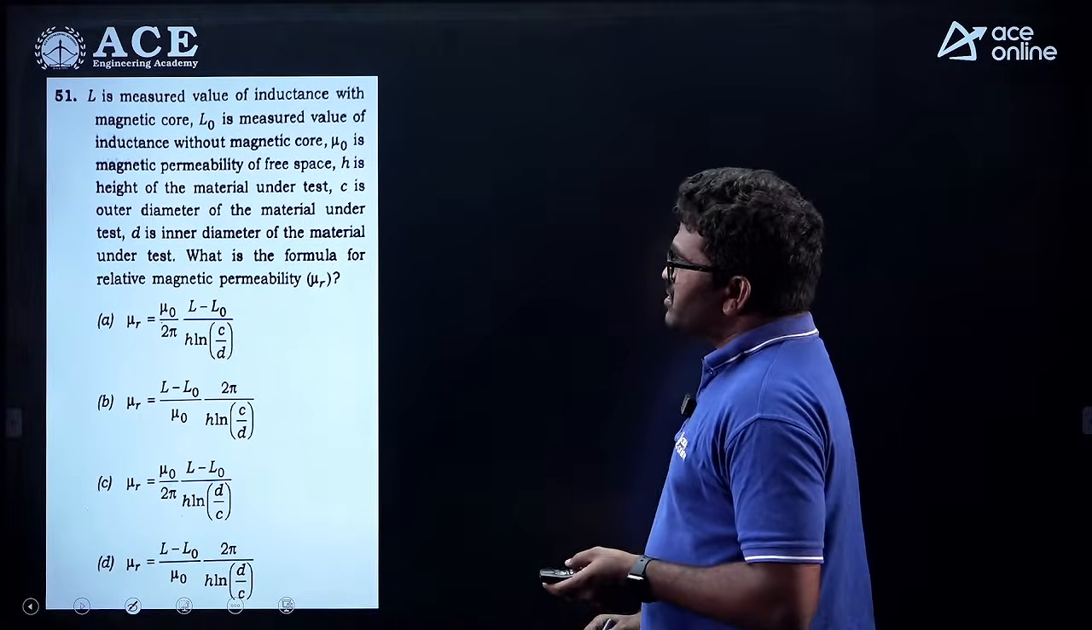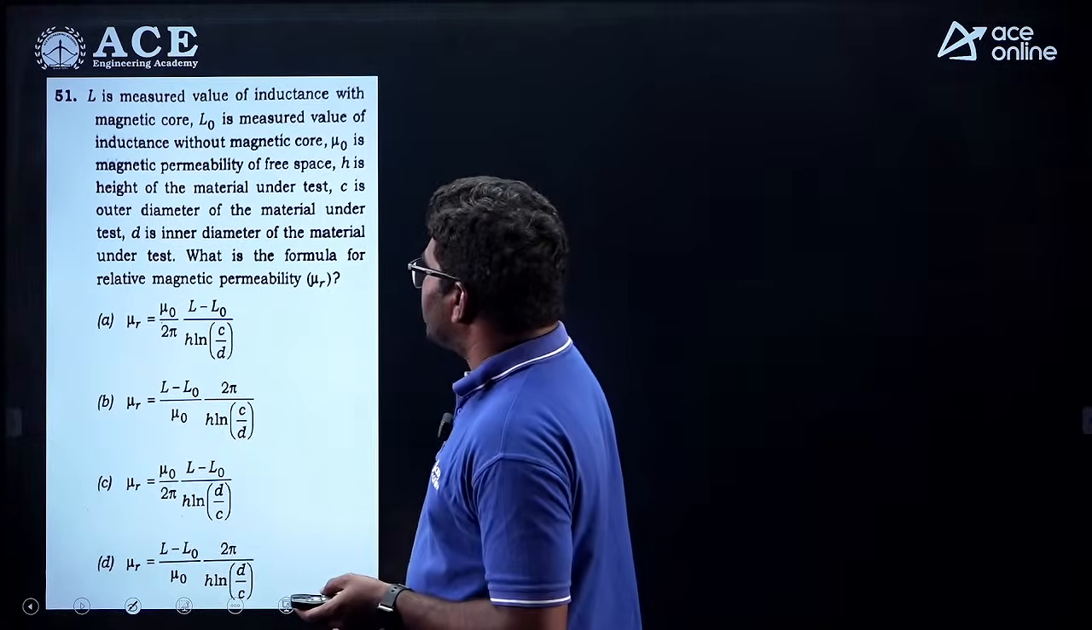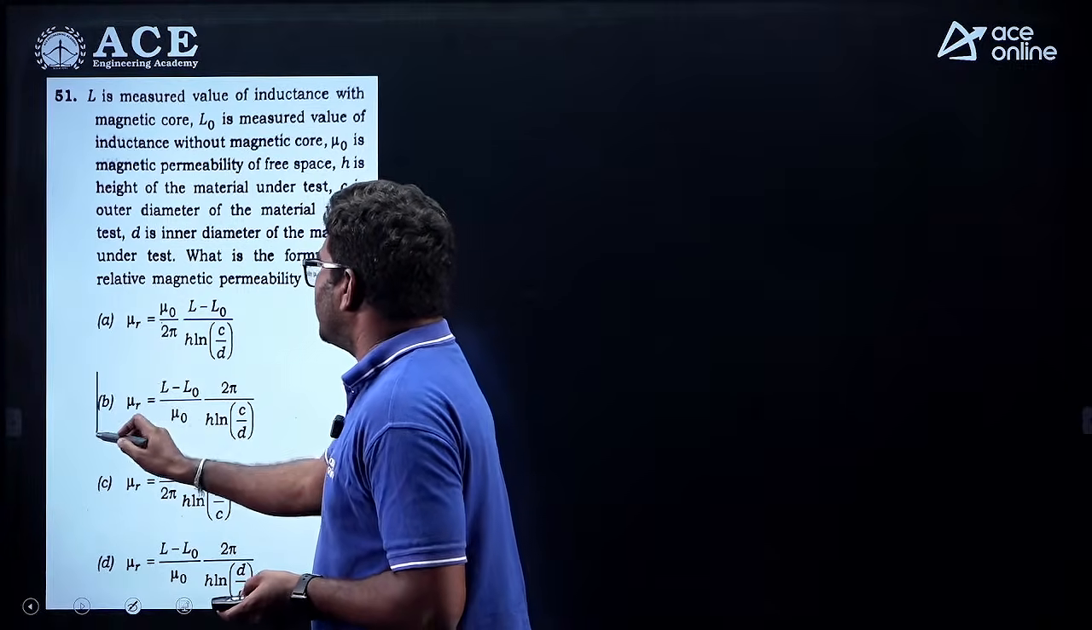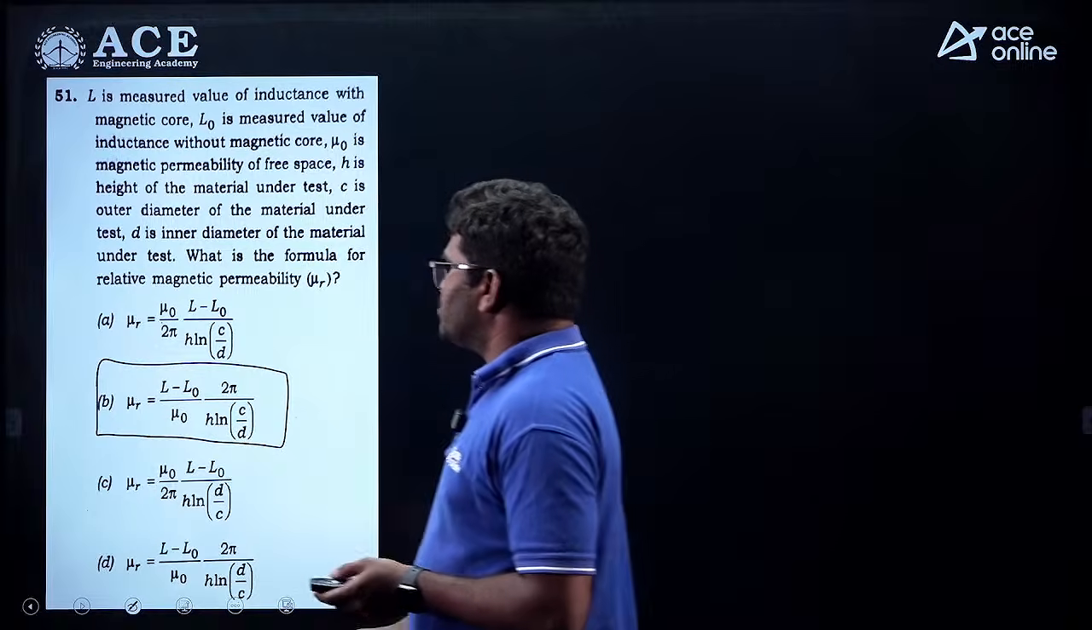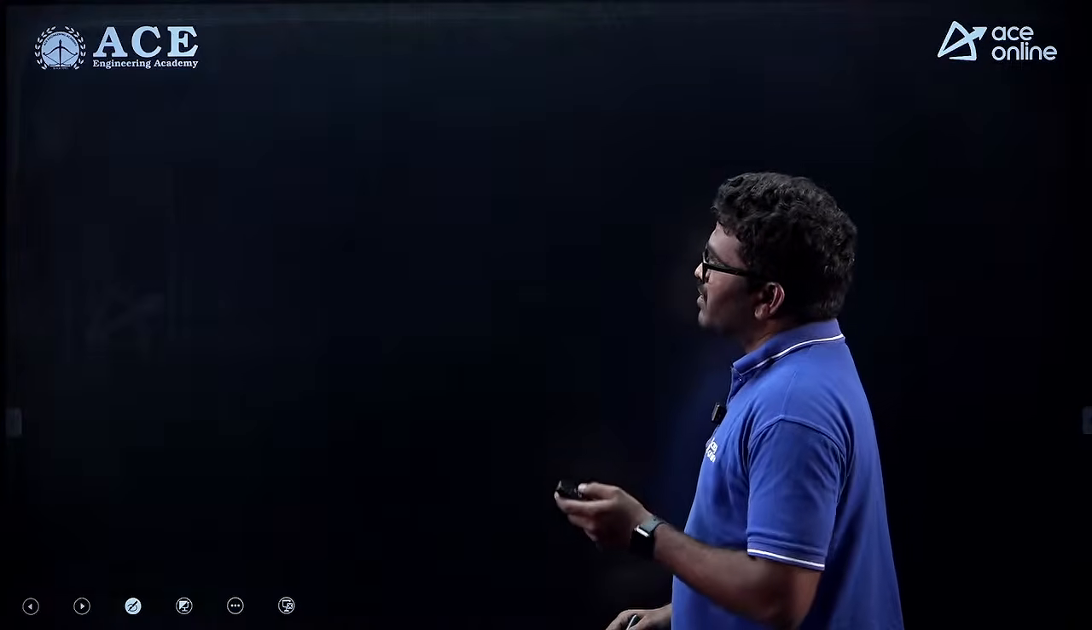Now next, this question is a formula based question. So magnetic permeability, relative permeability, a straightforward formula is given. So B is the correct answer for this question.